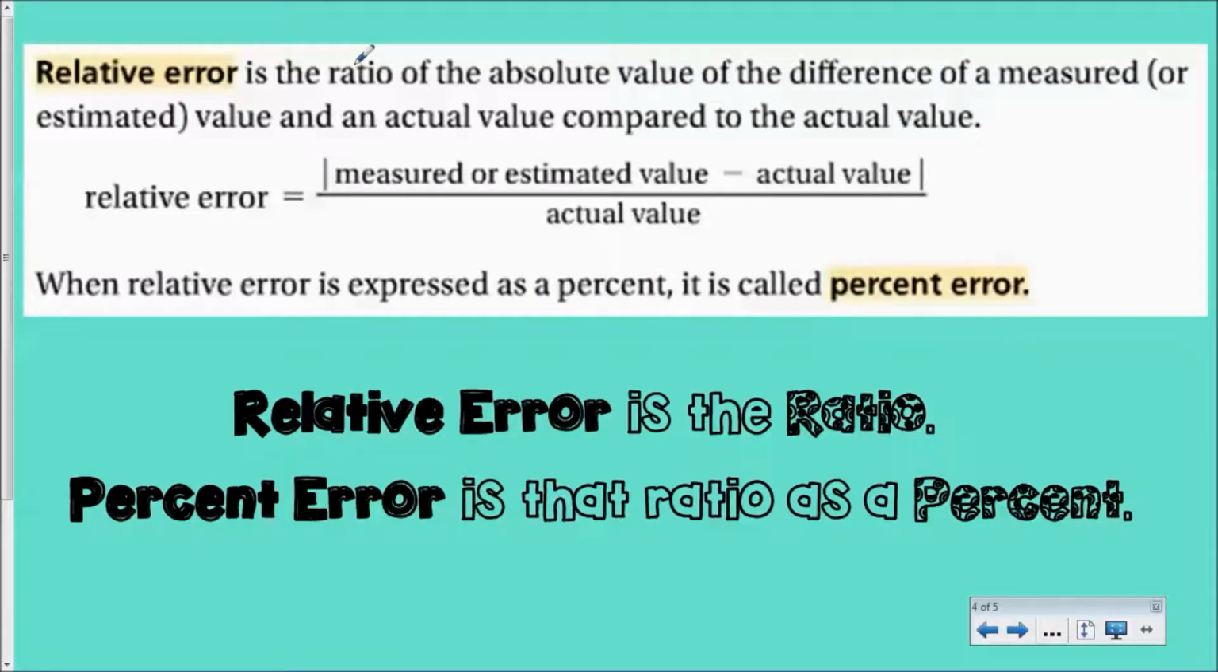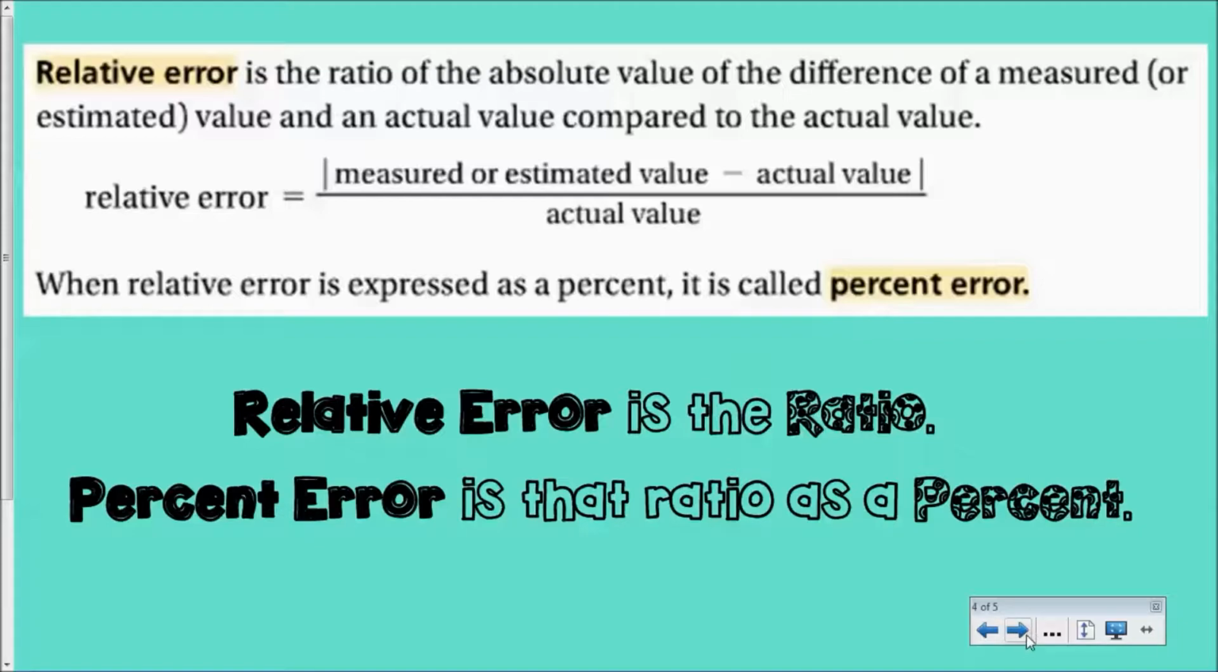Relative error is the ratio of the absolute value of the difference of a measured or estimated value and an actual value compared to the actual value. So it's that difference that you're comparing. So it's similar to percentage change because you're subtracting over the actual value, where with percentage change it was the original value. Those lines, if you'll recall, mean absolute value, and the purpose of that is basically so that it all becomes positive. You're not going to have a positive or a negative relative error. Now, when relative error is expressed as a percent, it's called the percent error.